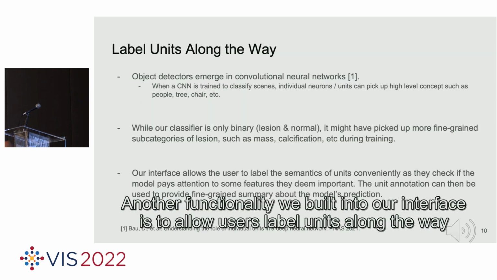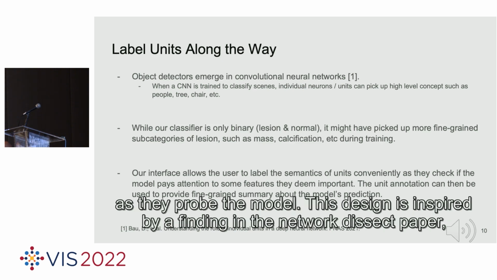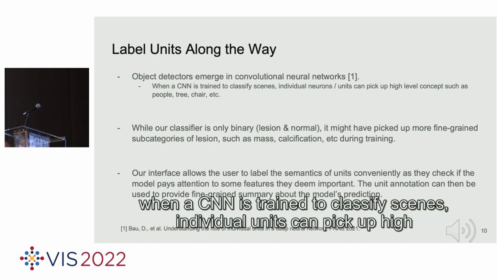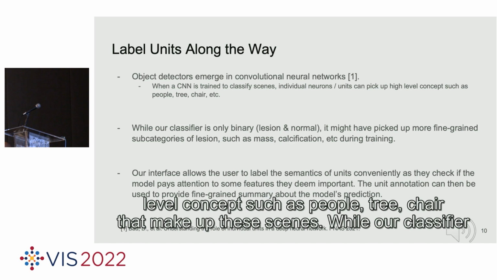The functionality we built into our interface is to allow users to label units along the way as they probe the model. This design is inspired by a finding in the Network Dissection paper, which states that object detectors can emerge in convolutional neural networks. So basically, when a CNN is trained, for example, to classify scenes, individual units can actually pick up high-level concepts such as people, tree or chair that make up these scenes.